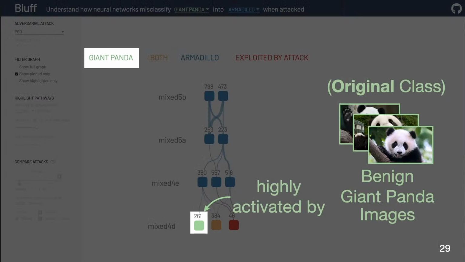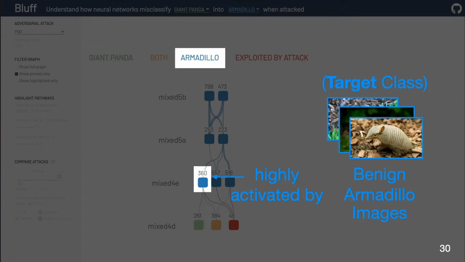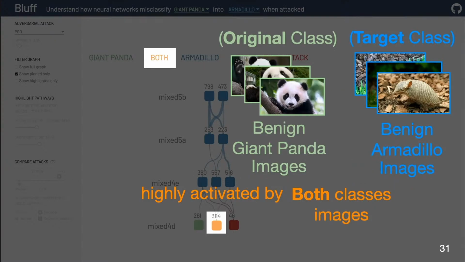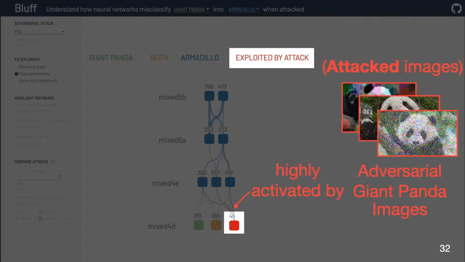The green nodes are the most important neurons only for the original class, giant panda, which means they are highly activated by benign giant panda images. The blue nodes are important neurons only for the target class, armadillo. The orange nodes are the most important neurons for both original and target classes, giant panda and armadillo. The red nodes are the neurons that are highly activated only by successfully attacked images. These neurons are exploited by the attack to induce the incorrect prediction.